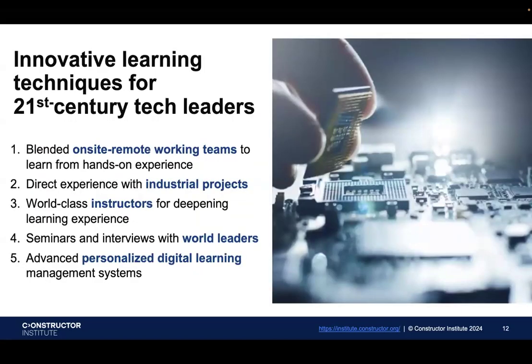As we were saying, we have on-site and remote working teams. You have industrial projects, you have world-class instructors, and you can also follow seminars and interviews with world leaders. And you have the personalized digital learning management system.